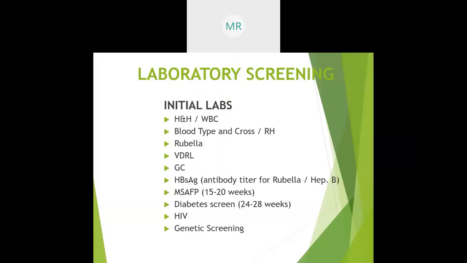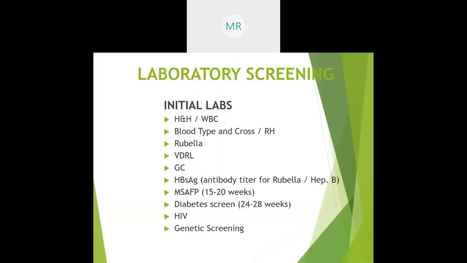VDRL is for syphilis. So these are her initial labs. We're going to get a titer for rubella. We're going to do VDRL for syphilis. We're going to do GC for gonorrhea and chlamydia. Both the VDRL and GC are going to be part of the pap smear that we do when she initially comes in for her prenatal visit. We're going to do a cytology, so pap smear and cytology. Gonorrhea and chlamydia, of course, are sexually transmitted diseases.